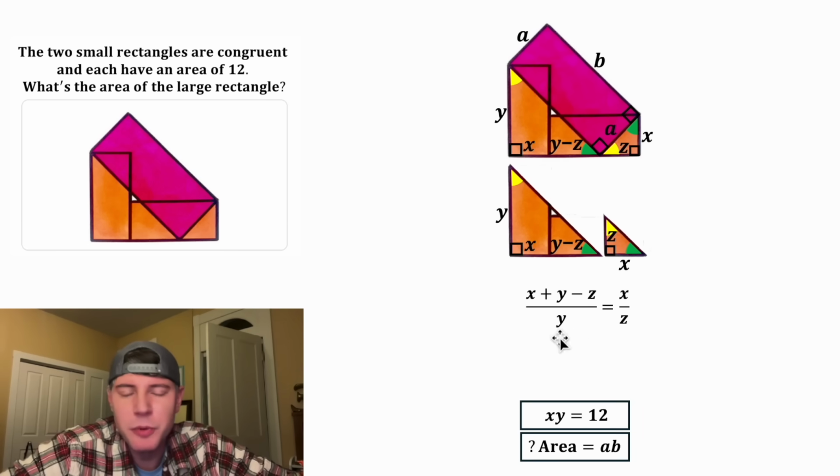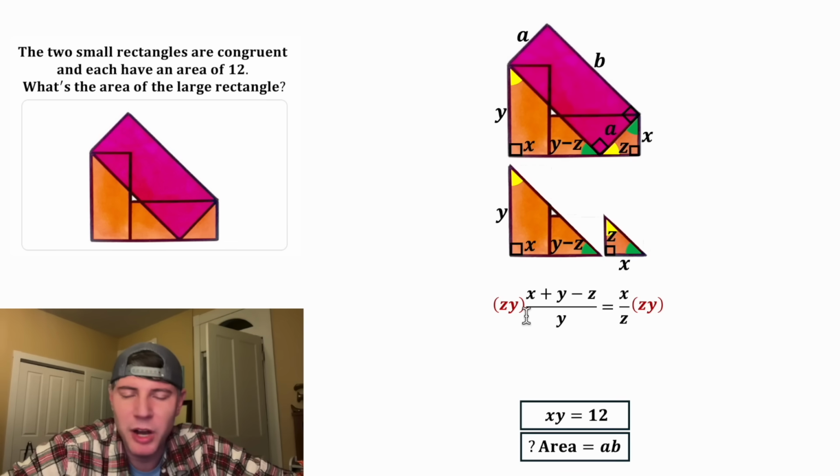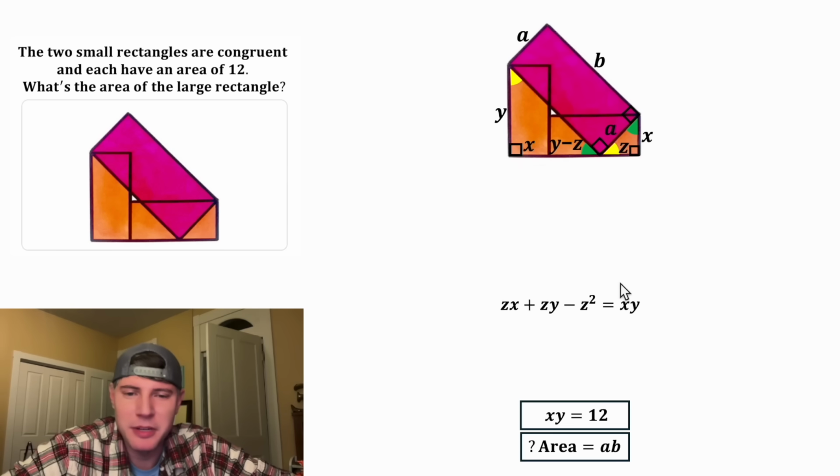And then from here, to get rid of the denominator, we can multiply both sides of the equation by ZY. On the left-hand side, this Y and this Y are going to cancel each other out, and the Z is going to distribute to each of these three terms. It'll give us ZX plus ZY minus Z squared. And then on the right-hand side, these two Z's are going to cancel each other out, leaving us with XY. And now we ran out of room, so let's clean all this up and bring this up here.